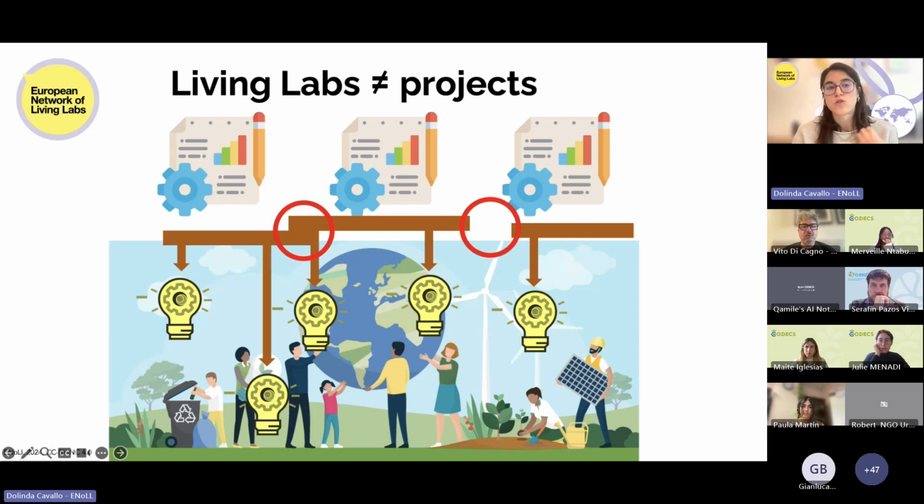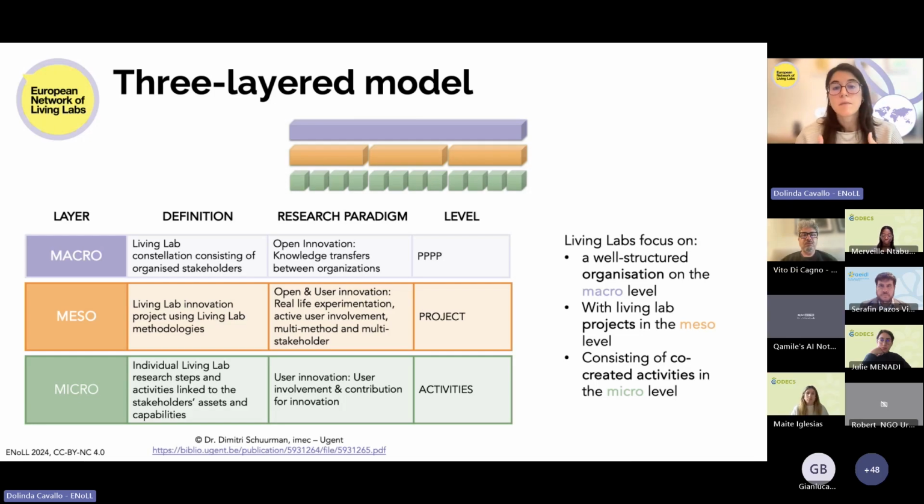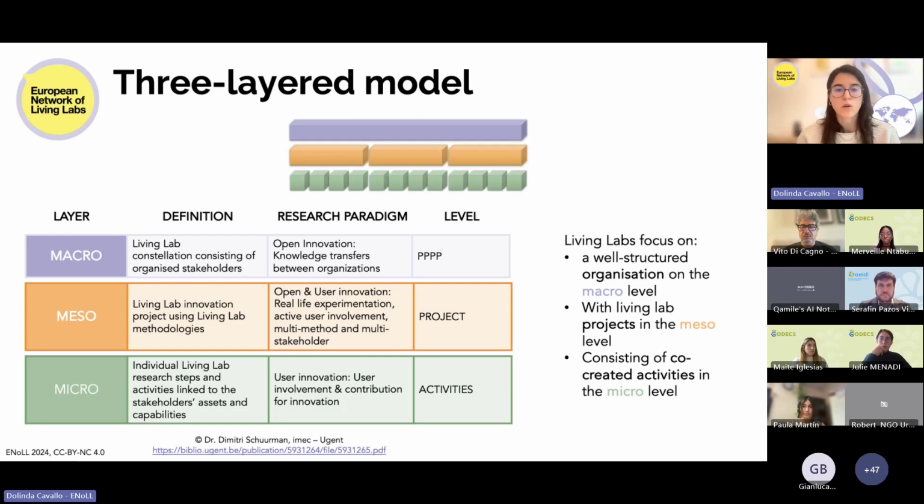And this is essential to ensure long-term impact. For this, we follow this three-layer model. The three-layer model explains how a living lab should be structured, where we have a micro level, the specific activities that are implemented within the living lab, where the users are involved and the specific individual activities are carried out. Then there is the meso level, and these are the projects. Depending on the activities, they may belong to a specific project.